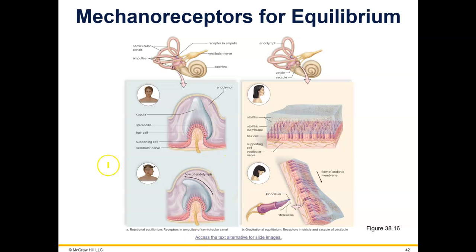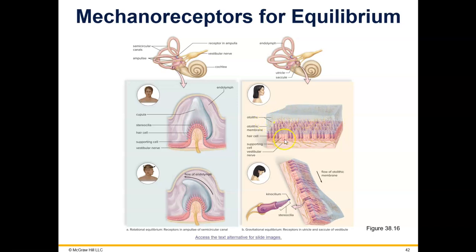All right, so at the base of each of those semicircular canals, you have endolymph, which is gelatinous material, and the stereocilia of the hair cells extend into that endolymph. Notice he's rotating his head, so this is rotational equilibrium. Rotation of your head will bend the stereocilia, and then the nerve impulse is sent to the vestibular nerve.